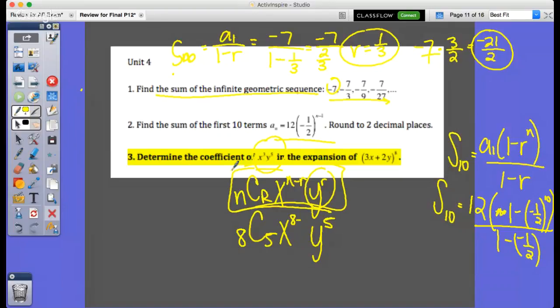Yeah, okay, so just so you know, we're on unit 4.